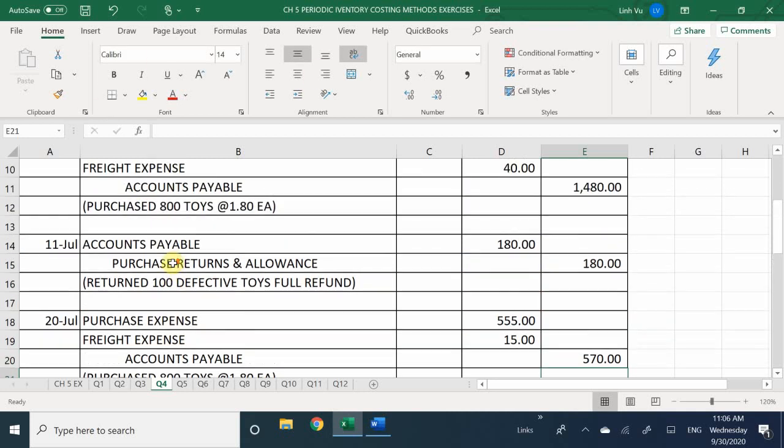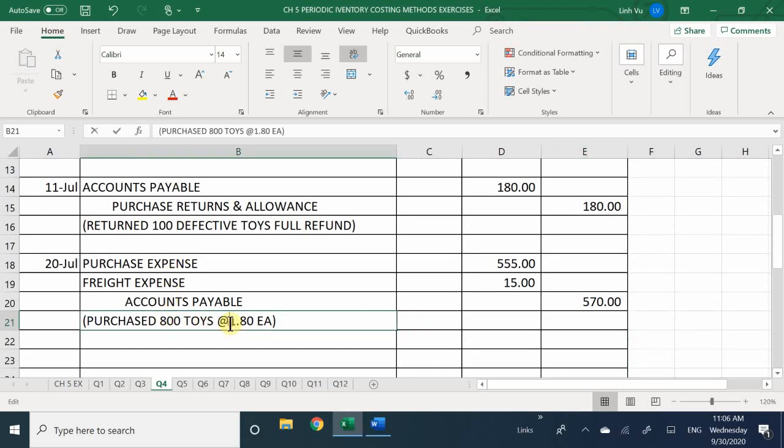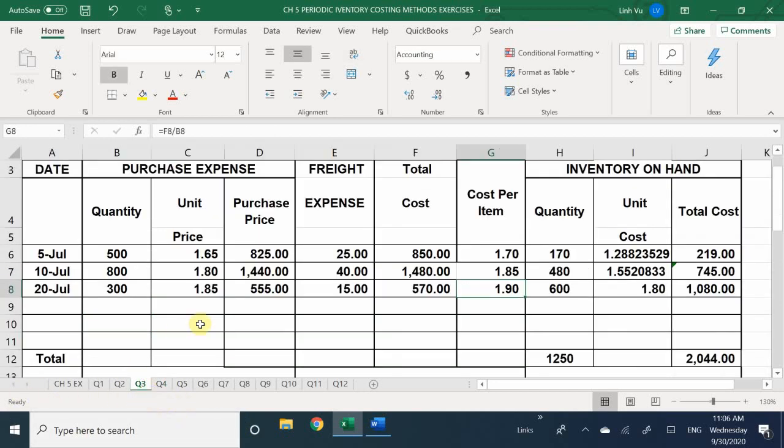And we also need to indicate right here that we actually bought 300 toys at $1.85 each. Okay. So we completed our journal and we also completed our inventory worksheet. So what has happened next?